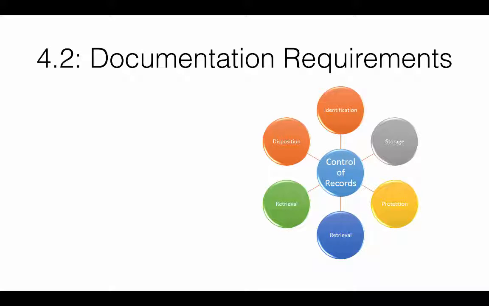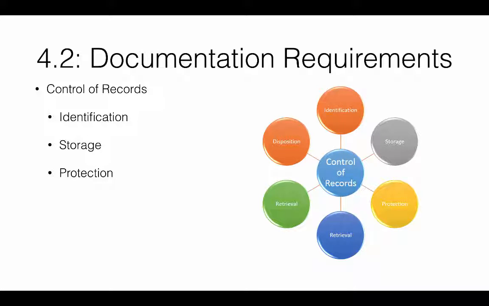Another special form of documentation that an organization is required to control are records. Control of records is the second of the 6 required procedures that an organization must have as part of its QMS. This procedure must establish controls needed for records identification, storage, protection, retrieval, retention, and disposition.